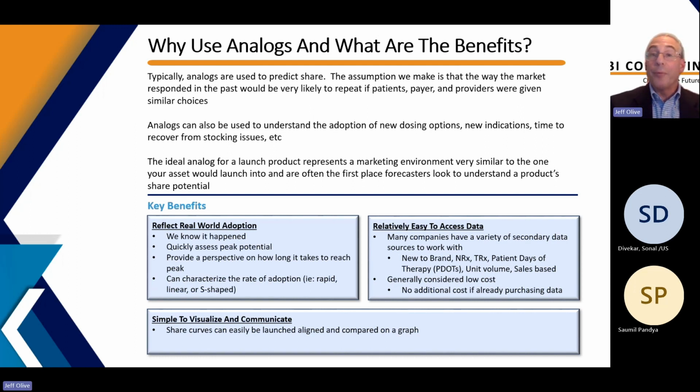They're also pretty easy to access the data for. Many companies have a variety of secondary data sources. That would include things like new-to-brand data, NRX and TRX data. Many countries use patient days of therapy. You can also look at unit volume or sales-based metrics as well. And the other thing about the data is it's considered low cost because, again, these companies tend to be buying secondary data for other applications. And so we can tap into that as forecasters relatively cheaply.